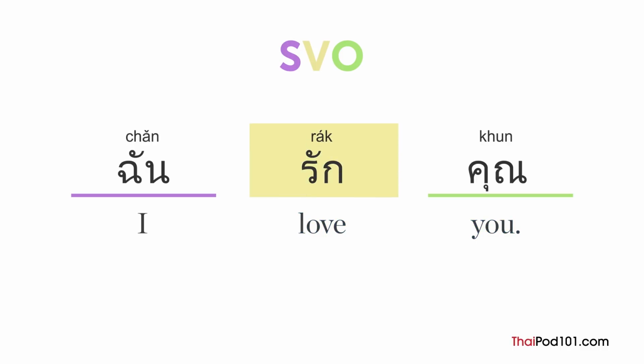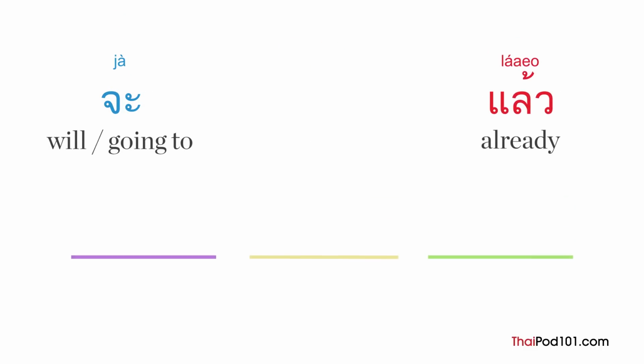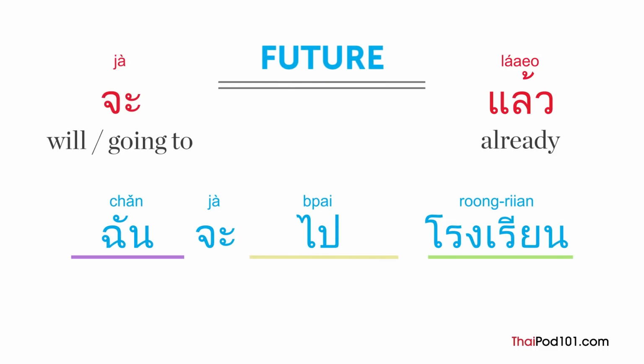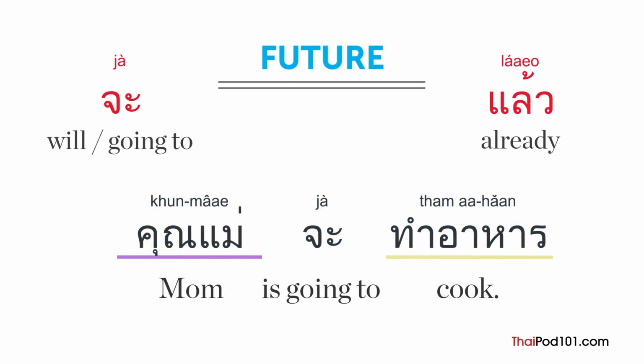Instead, tenses are indicated mostly by context or with the use of words like จะ, will or going to, and แล้ว, already. So, if you want to talk about the future, you just add the word จะ in the sentence. ฉันจะไปโรงเรียน, I will go to school. คุณแม่จะทำอาหาร, Mom is going to cook.